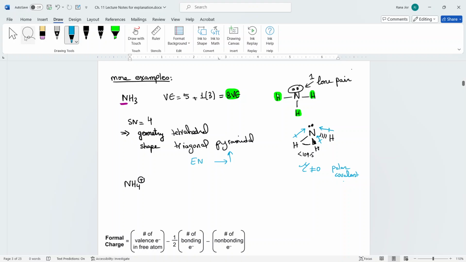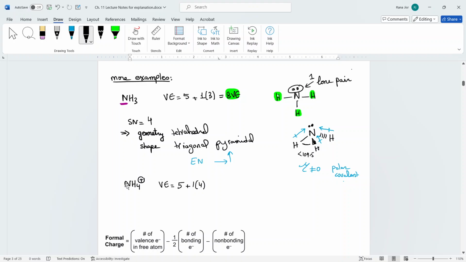For the NH4+, we're going to do the same thing, and we're going to calculate the valence electrons. Nitrogen is group number 5, hydrogen is group number 1. I have 4 of those. Now the plus charge. The plus charge is the charge of the whole molecule.